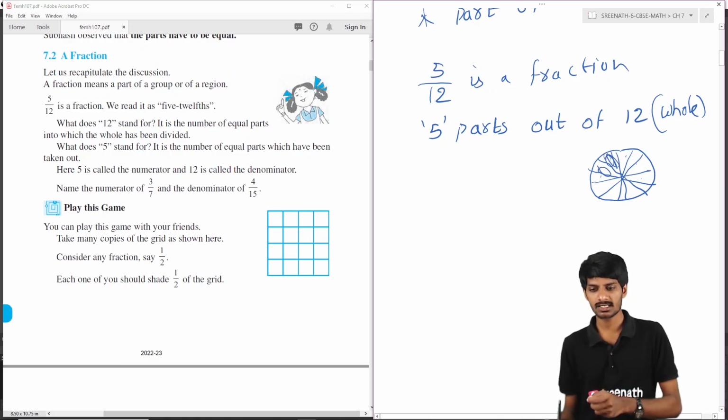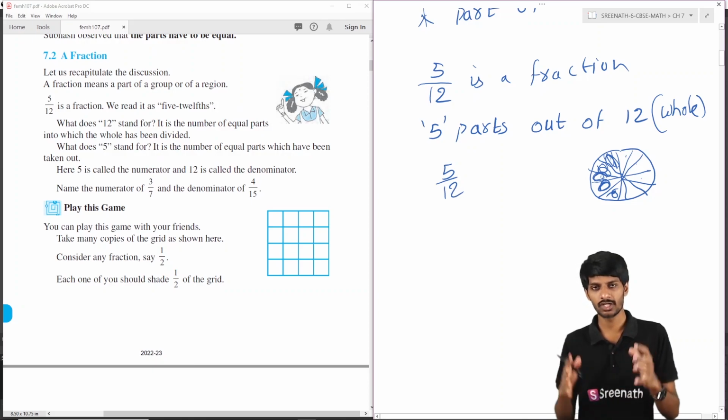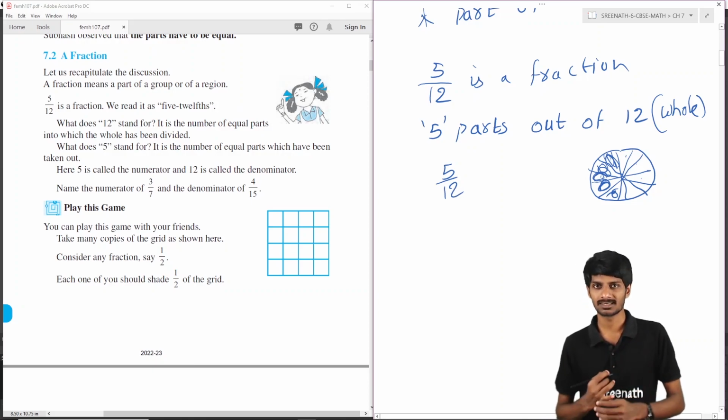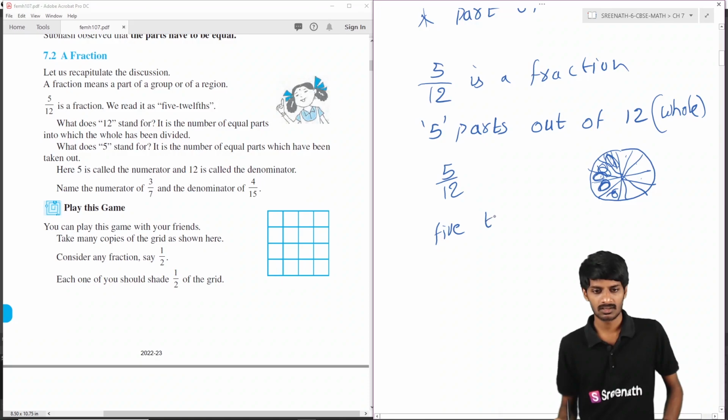Suppose we shade this and this, so what does the shaded region represent? That shaded region represents 5 by 12. So 5 parts are shaded out of 12 parts. It is a fraction, students. We also call it 5/12.